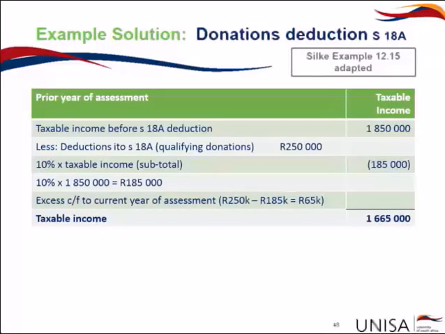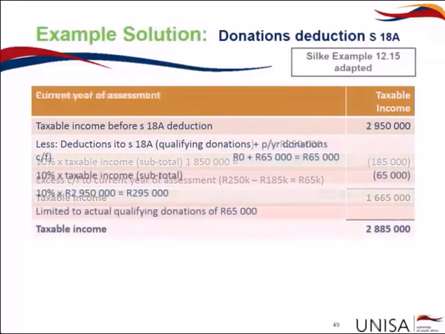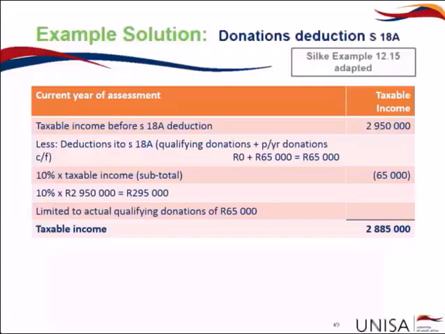Well, we would have to look at the taxable income before Section 18A in the prior year. Of that 1.85 million, we are allowed to deduct up to 10% of that, which only gives us 185,000. Therefore, we have qualifying donations of 250,000. However, we only get a 185,000 deduction. The excess, the 65,000, is carried forward to the next year of assessment. In the current year of assessment, we now have taxable income of 2.95 million. Again, we are only allowed to deduct 10% of that. 10% of that is 295,000. We only have 65,000 of qualifying donations that were carried forward from the prior year. Therefore, we are limited to our actual donations of 65,000 in the current year.